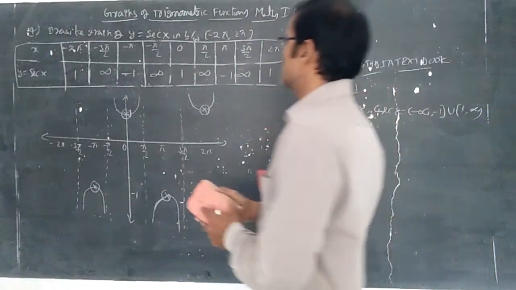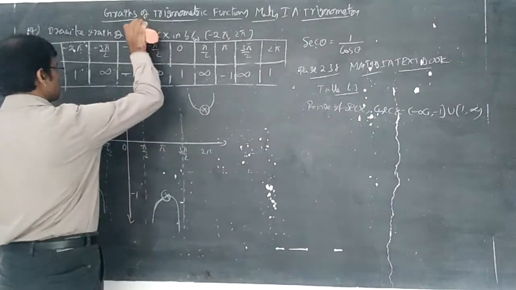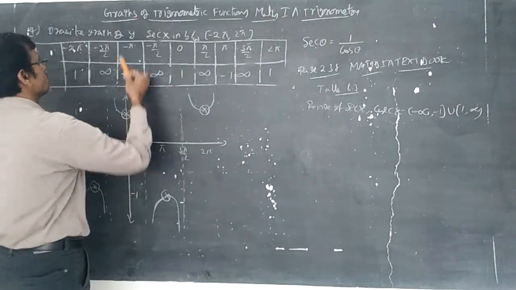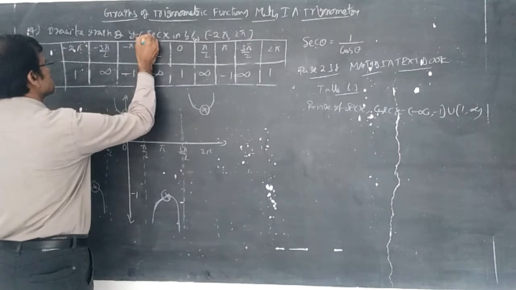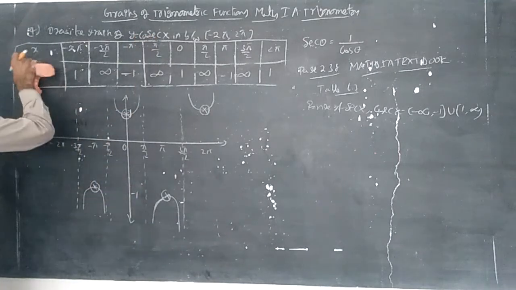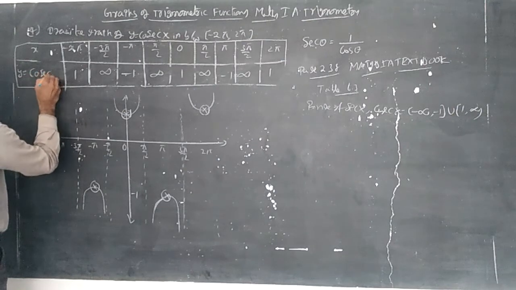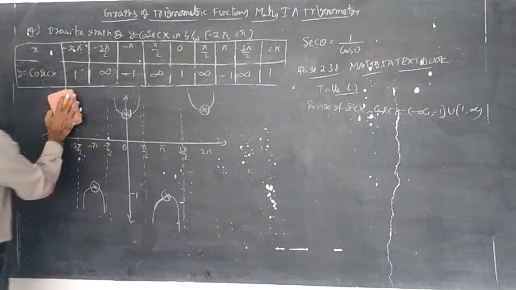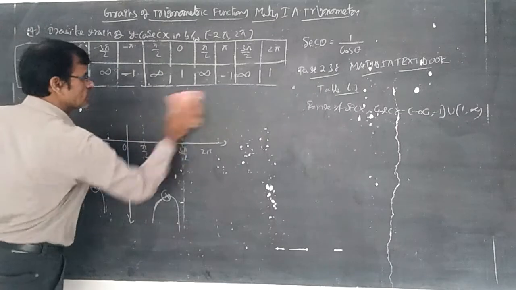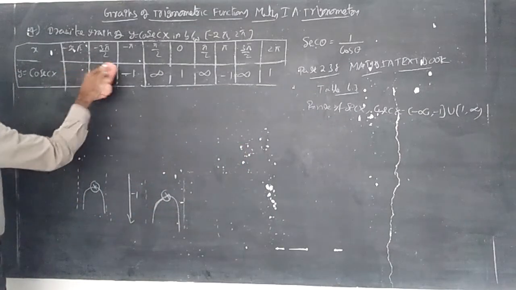Now, draw the graph of y is equal to cosecant x. Here you change it, y is equal to cosecant x. Again the graph is of the values.